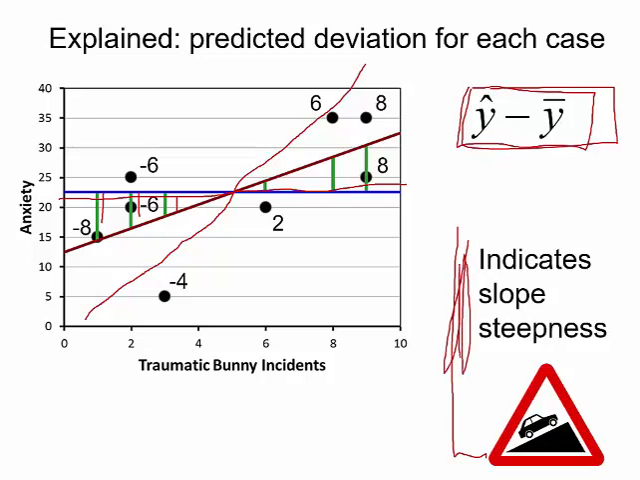In other words, the steeper your slope, and a steeper slope goes with a stronger effect. Recall that the better x predicts y, the stronger the correlation between x and y, the steeper and steeper the slope gets. And so the steeper the slope, the bigger the effect. And this equation, y hat minus y bar, is a measure of slope steepness.